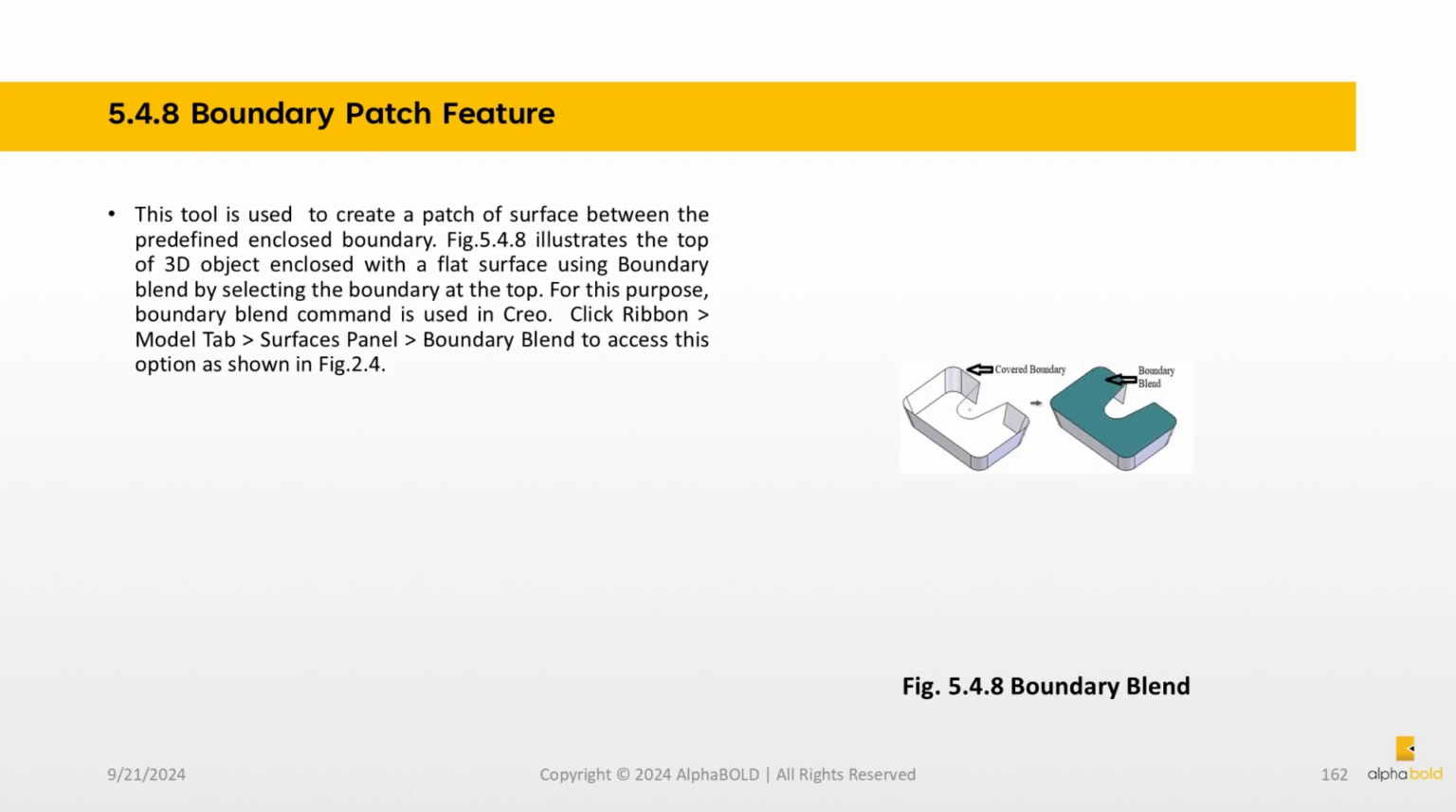Boundary patch feature. This tool is used to create a patch of surface between a predefined enclosed boundary. For example, the top of a 3D object is enclosed with a flat surface using boundary blend by selecting the boundary at the top. For this purpose, the boundary blend command is used in Creo. Click Ribbon Model tab, Surfaces panel, Boundary blend to access this option.